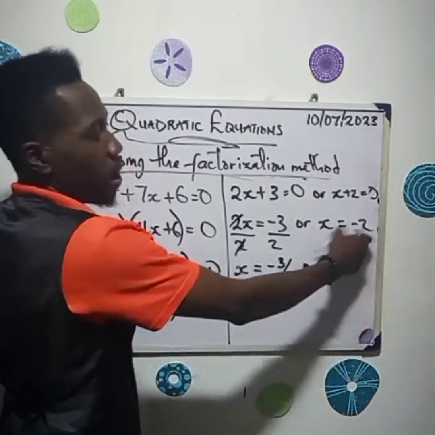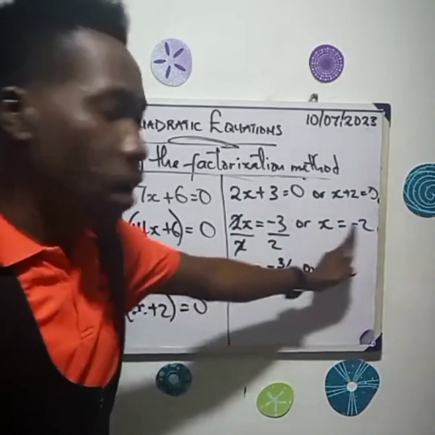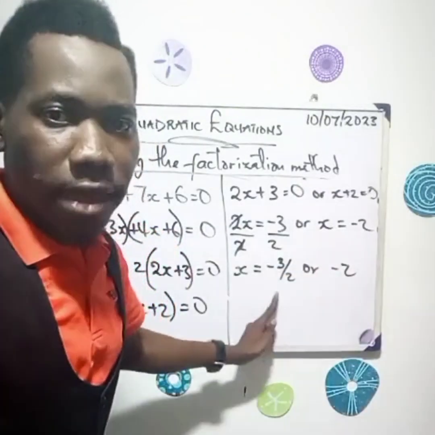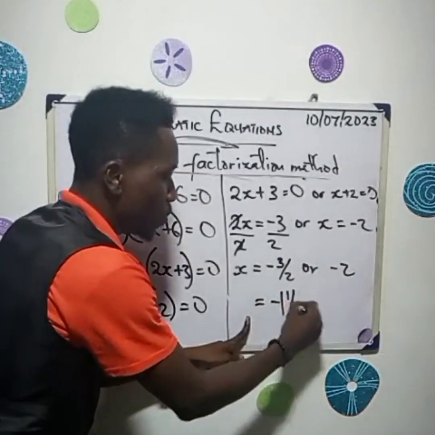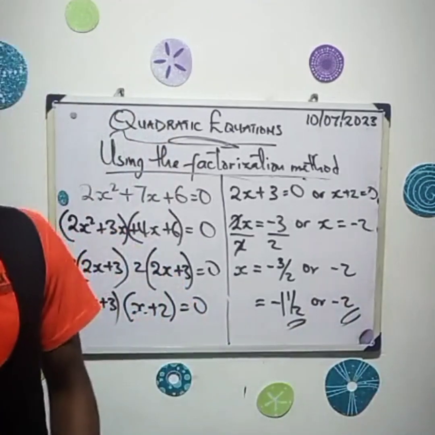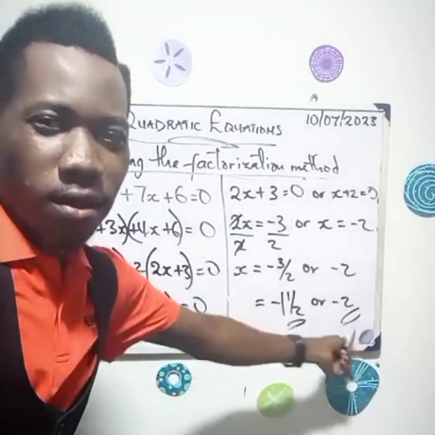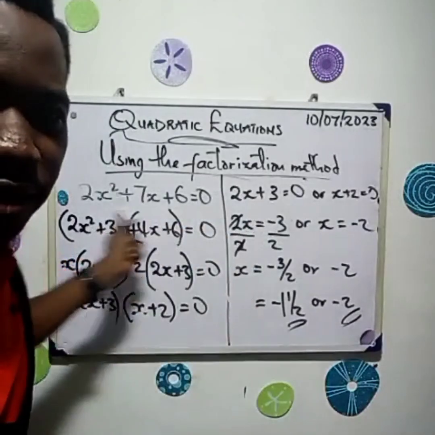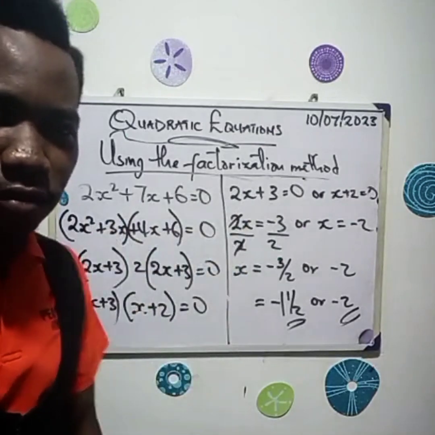Or minus 2. So x is either minus 3 over 2 or x is minus 2. Minus 3 over 2 is also what? Minus 1 and 1 over 2, or minus 2. C'est fini. And that's the solution. Those are the roots of this equation. And this is how to apply factorization in solving quadratic equations.